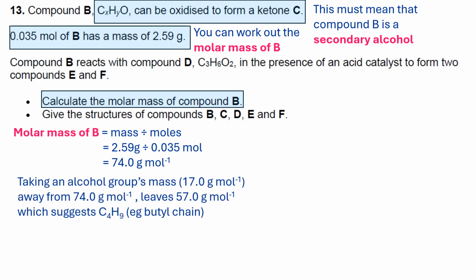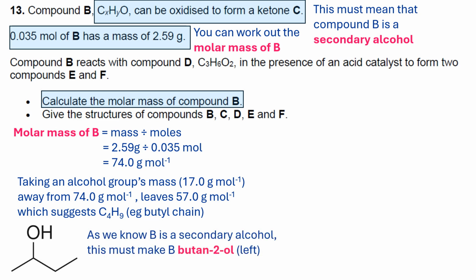So taking the OH part of that, which we've already worked out as a secondary alcohol, the OH part, the hydroxyl group, is 17 grams per mole. Subtracting that from 74 grams per mole gives 57 grams per mole, which is C4H9 exactly. So knowing it's a secondary alcohol, that would suggest that we're working with butan-2-ol.